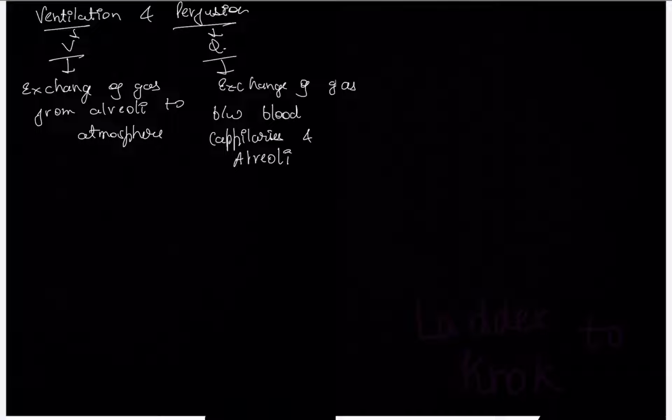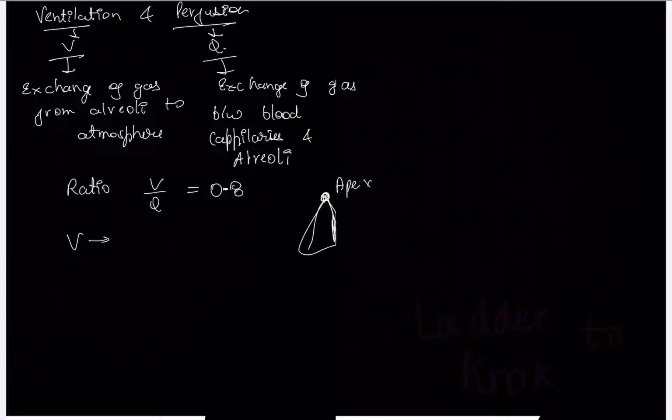Now, what is the approximate ratio of V by Q? The ratio of V by Q is approximately 0.8. I will tell you about ventilation. Just imagine this is your lung. This is the apex of the lung, meaning the upper side, and this is the base of your lung.